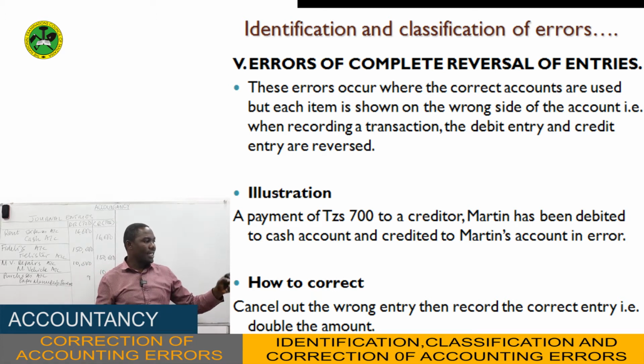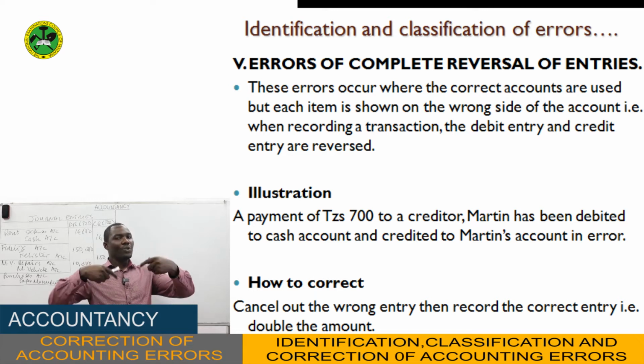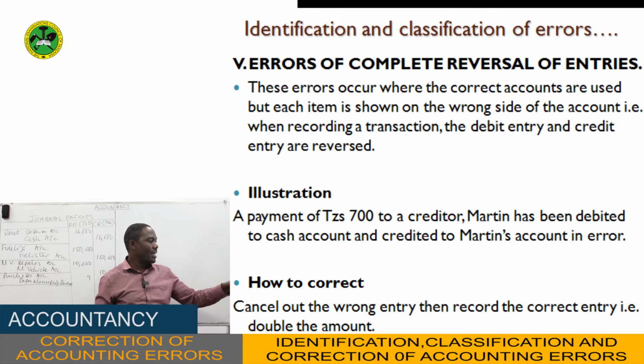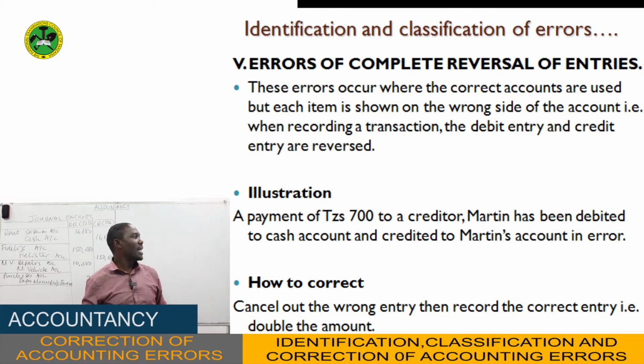So how do we correct it? First of all, we cancel out the incorrect entry by debiting Martin and crediting the cash book. So we have cancelled the error. Then we need to record the correct entry by debiting Martin again and crediting the cash account. So these constitute errors of complete reversal of entry, as I said, when the entry is recorded on the wrong side of the account.